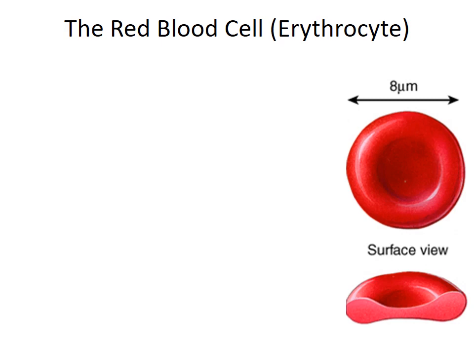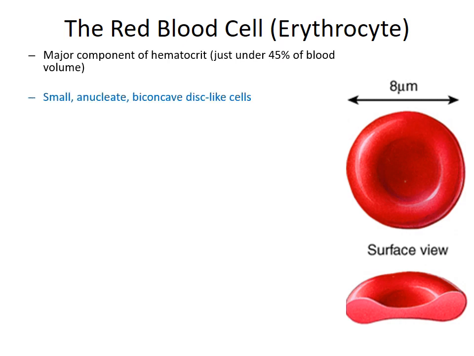Now we shall discuss the red blood cell or the erythrocytes. It is one of the major components of the hematocrit or the packed cell volume. You can see that they are small in size, they are anucleate. That means a mature red blood cell doesn't contain a nucleus. When you look at the shape, it has a characteristic shape. It is a biconcave shape.